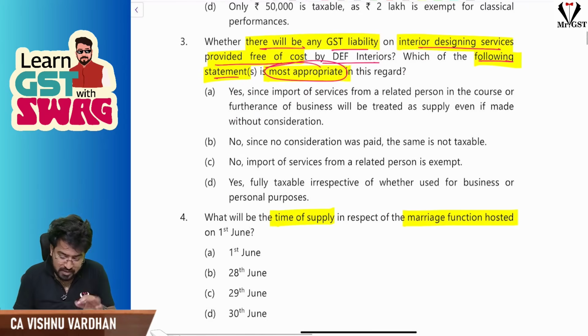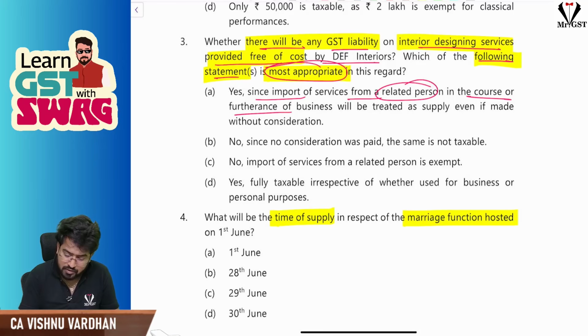In this, if you see the statement itself, you can answer the question, because since the import of services from related person in the course or furtherance of business will be treated as supply, even if it is made without consideration, seems to be logically correct one.